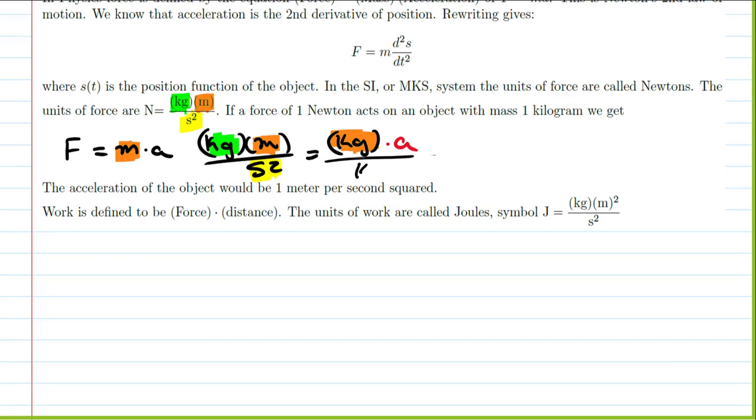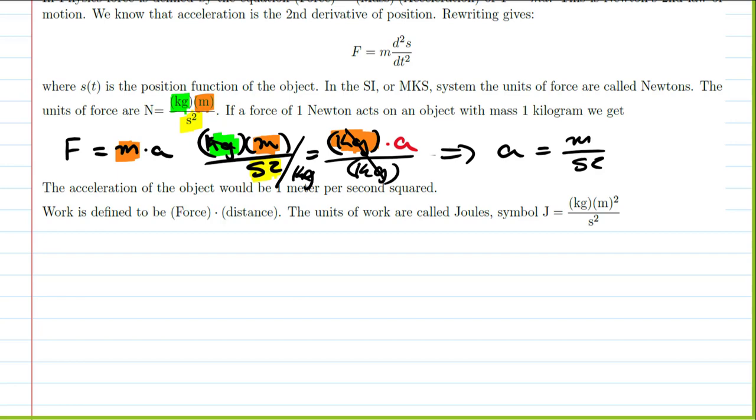So when we divide by kilograms on both sides, our kilograms reduce out, giving us the acceleration, which is what it should be, meters over second squared. So that would tell us that if we had 1 newton, it would cause an object with a mass of 1 kilogram to accelerate at 1 meter per second squared.